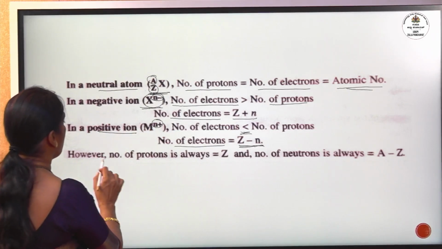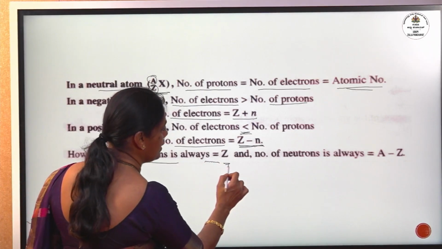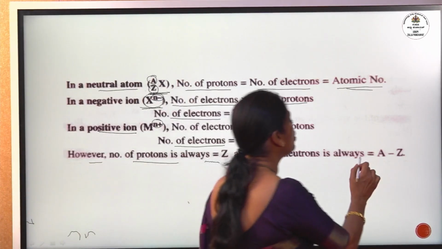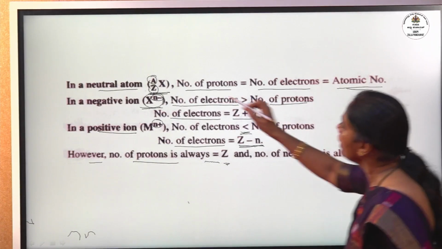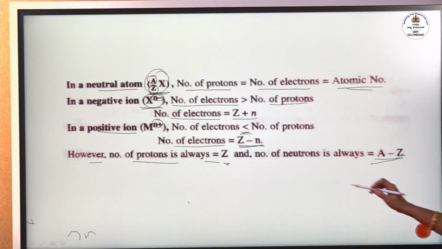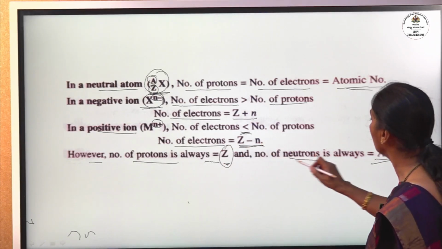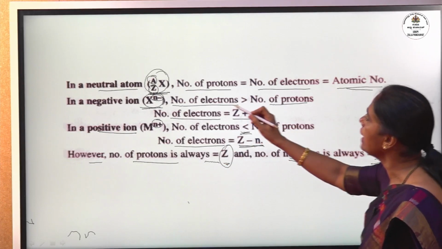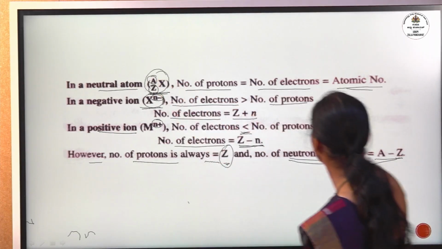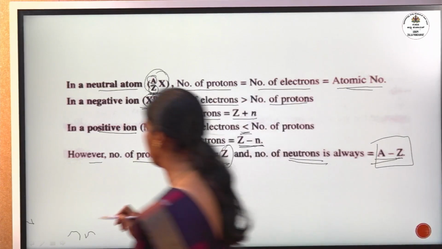Now, however, number of protons is always Z, and if we denote an atom like this, Z is the number of protons, that is atomic number. Number of neutrons can be calculated as A minus Z. This is the number of neutrons.